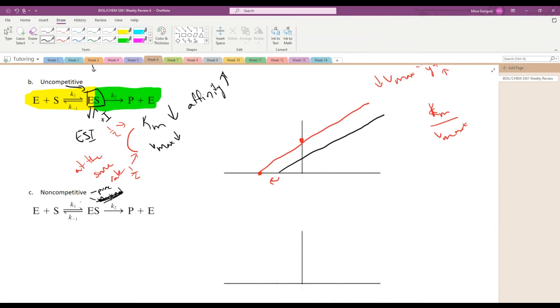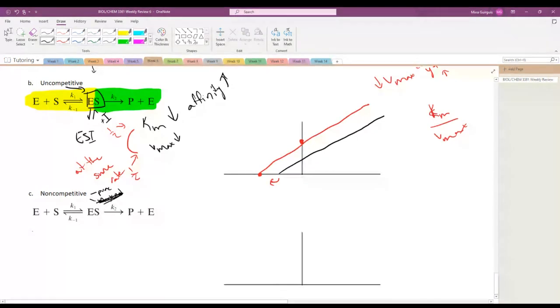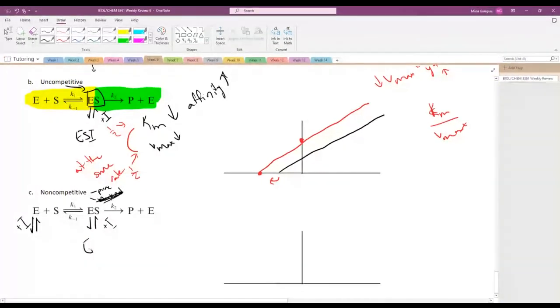If competitive inhibitors bind to the enzyme and uncompetitive bind to the substrate, or not the substrate, I'm sorry, to the complex, non-competitive bind to both. This is really fascinating to me how it works. I don't understand it, admittedly. I think it's super cool, but it's so weird.